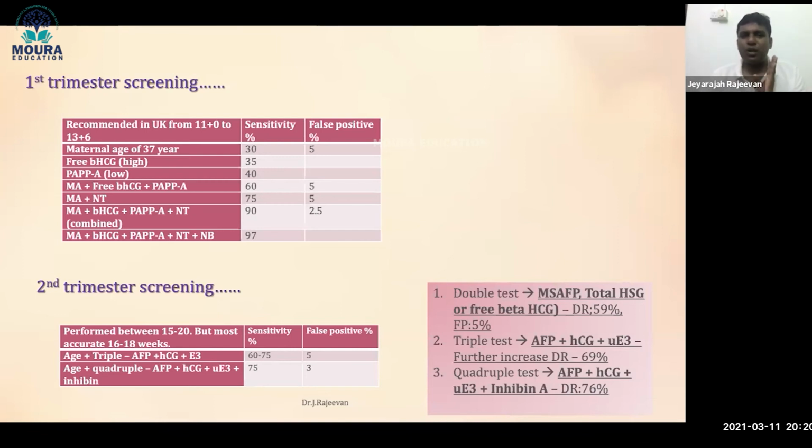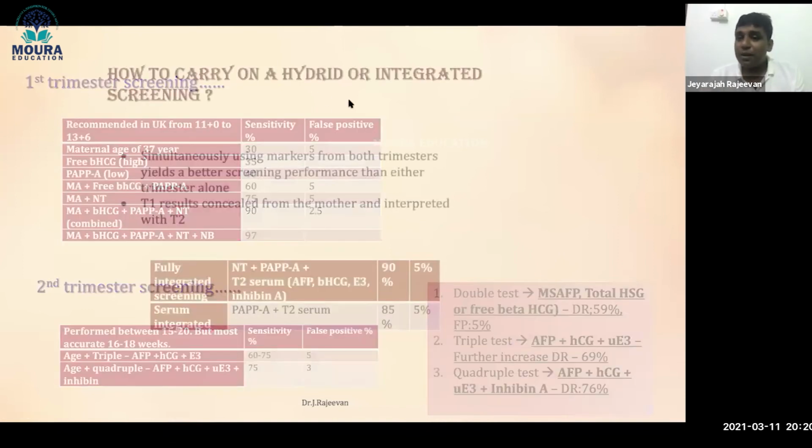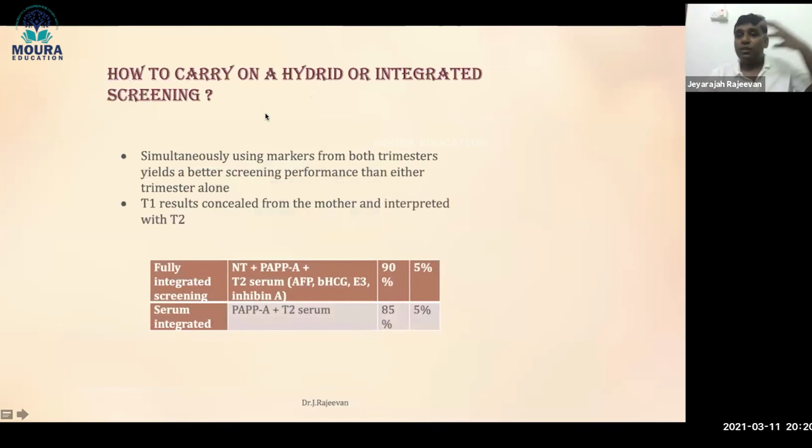Please remember this one. So we are doing some first trimester screening. We are doing some second trimester screening. Then what are we doing? We are just doing hybrid screening, that is, you are combining your first trimester and second trimester. Then your detection rate will go up.